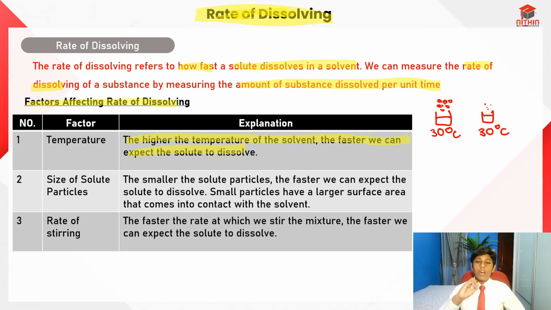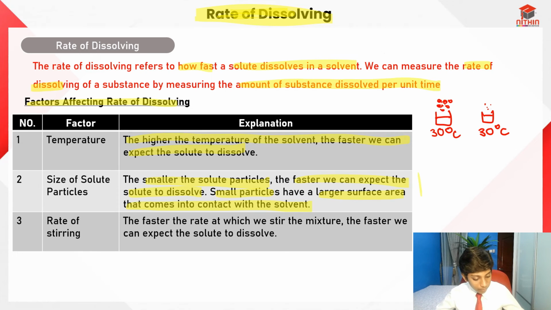The bigger sugar particles will actually take a longer time to dissolve because they have a smaller exposed surface area, so it takes a longer time for them to dissolve, whereas the smaller sugar particles have a larger surface area, so they dissolve faster. So the smaller the solute particles, the faster we can expect the solute to dissolve. Small particles have a larger surface area that comes into contact with the solvent. This is basically what I've explained.